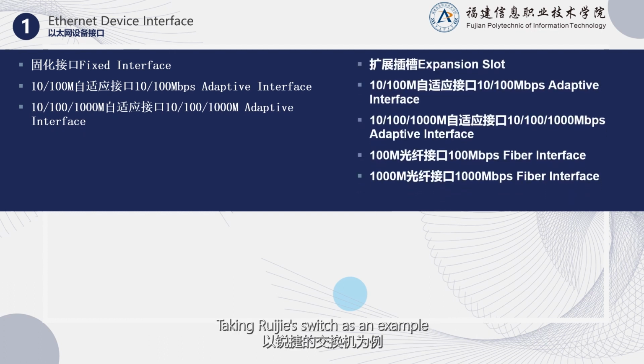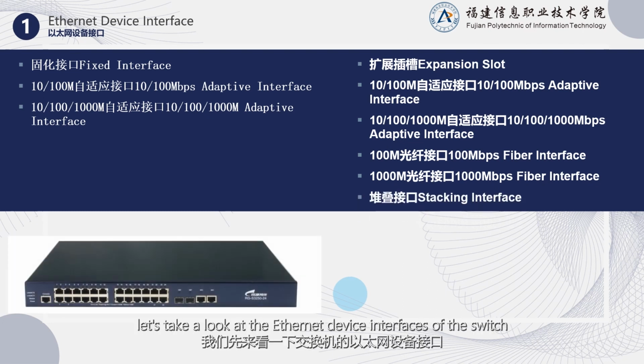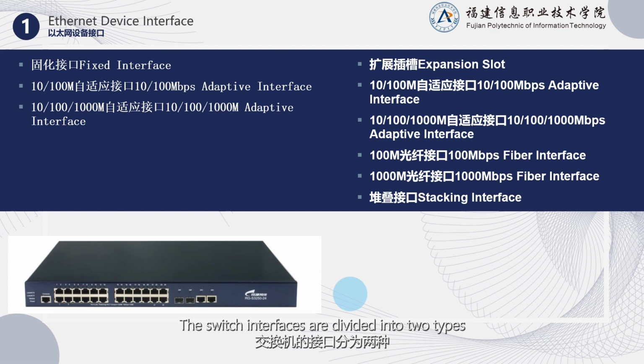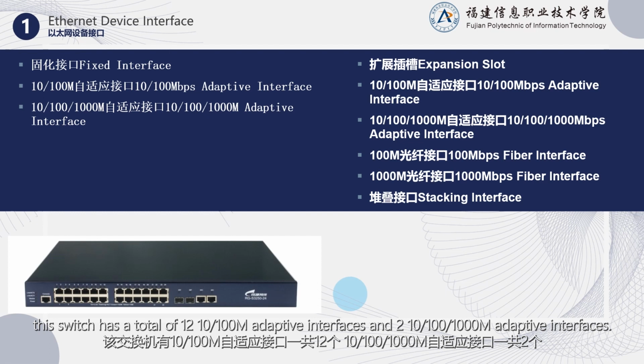Taking 3G's switch as an example, let's take a look at the Ethernet device interfaces of the switch. The switch interfaces are divided into two types. The first type is fixed interfaces, which are built into the switch during manufacturing. As you can see in the diagram, this switch has a total of 12 10/100 Mbps adaptive interfaces, and 2 10/100/1000 Mbps adaptive interfaces.